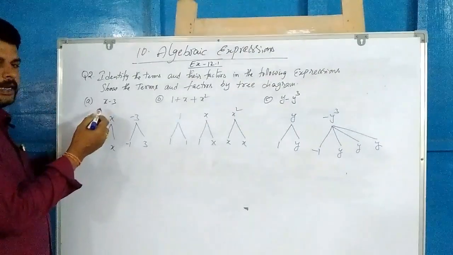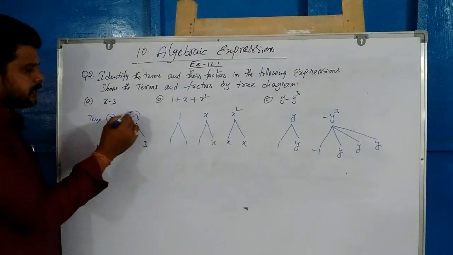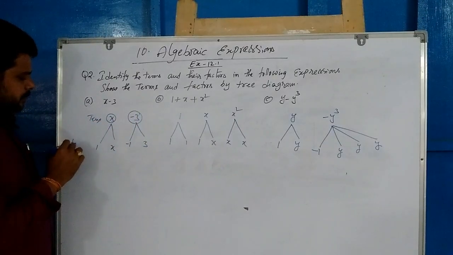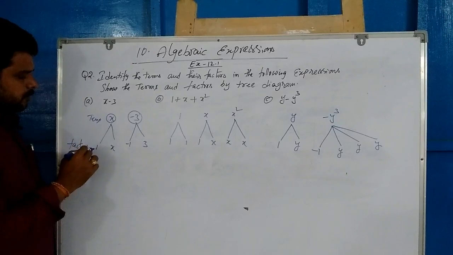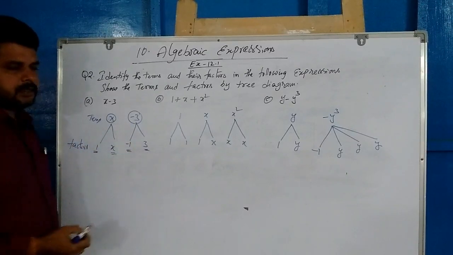So, what is the first one? x minus 3 is the algebraic expression. We have terms x and minus 3. So what are the factors of x? 1 and x. Minus 3, minus 1 and 3.